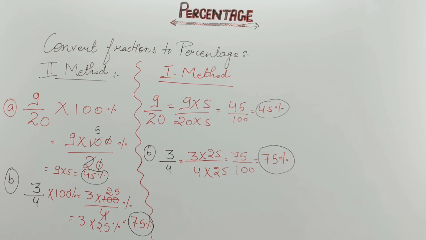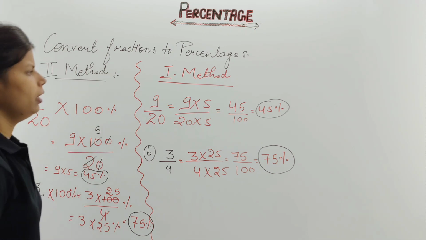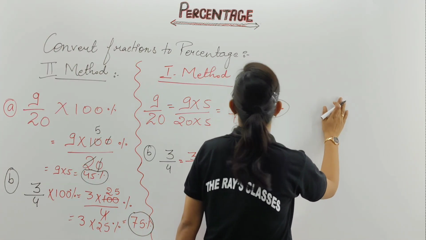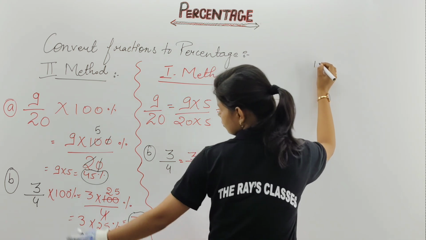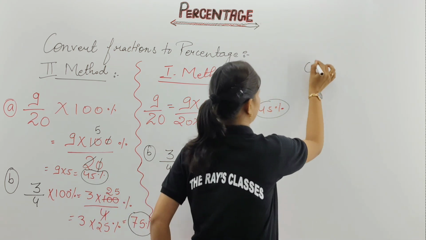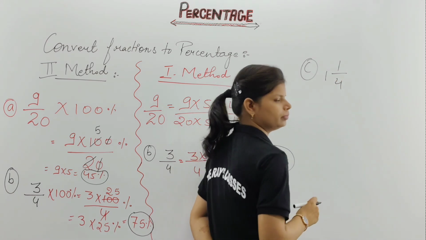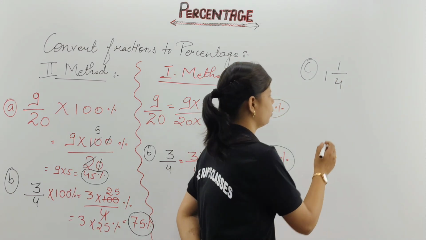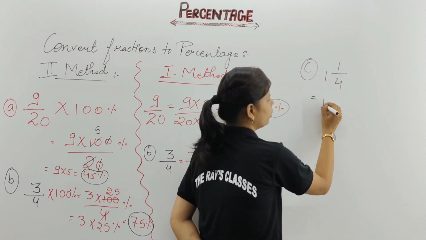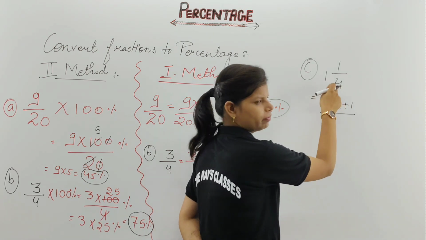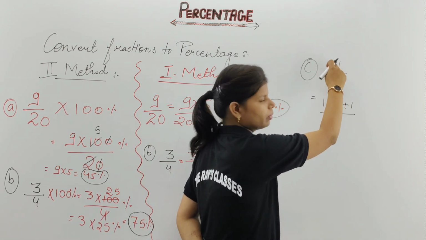Now next of yours is given. If your question is given like this in fraction form, it is the C part. If your question is written as 1 whole 1 upon 4, what is your job? To convert the mixed fraction to an improper fraction. You have to multiply between 1 and 4 and then add this number 1.